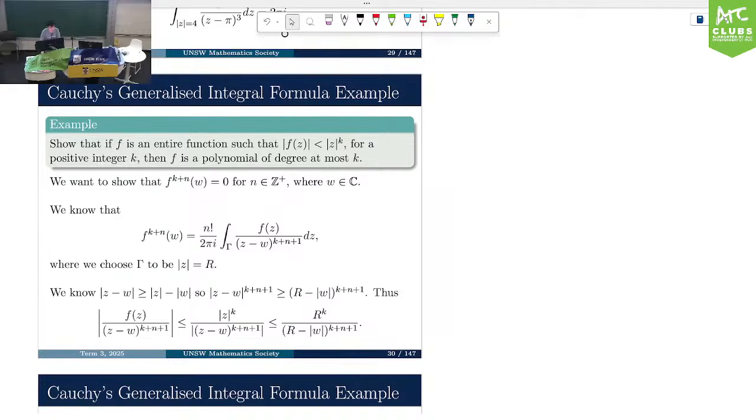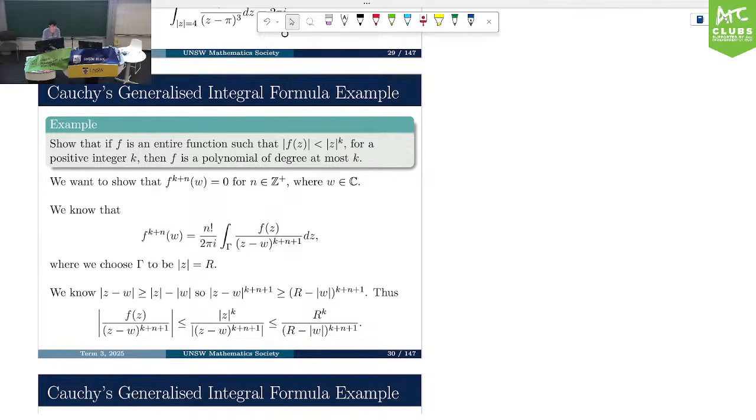Okay, so this is just another interesting application of Cauchy's generalized integral formula. I want to show that if a function is entire and it's bounded above by modulus of z to the power of k, then f is a polynomial of degree at most k. This question might be a little difficult if we're not given any hint of what to do. Luckily, in this case, we're actually given a hint.